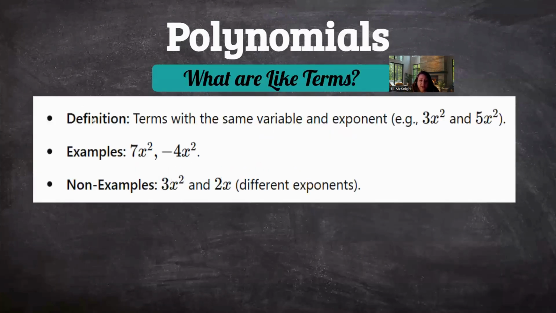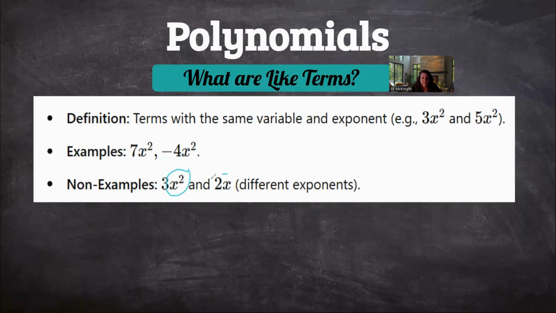So what are like terms? Like terms are terms with the same variable and exponent. So for example, 3x squared and 5x squared. You can combine those two, the x squareds. Those are like terms. Another one is 7x squared and negative 4x squared. A non-example is 3x squared and 2x because the second x is not squared. So they are not alike. They're different. So those are not like terms.